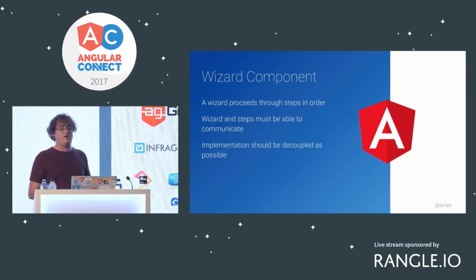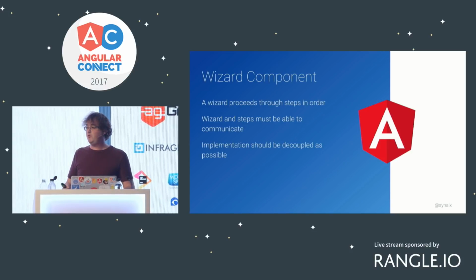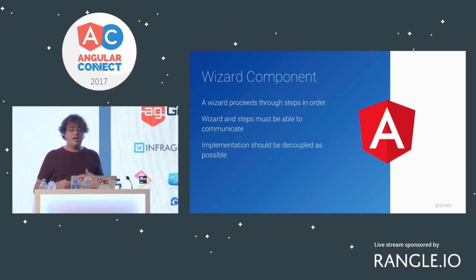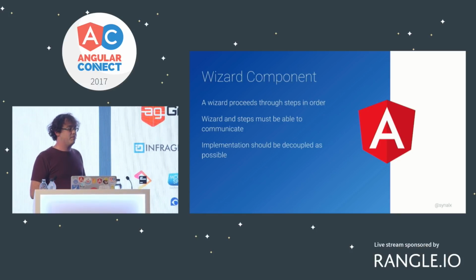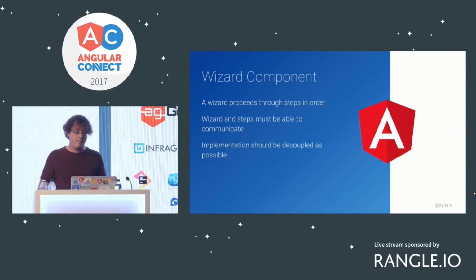We care more about the architecture, right? How do we model a wizard and its steps, and how do they communicate with each other? And in principle, we want this implementation to be as decoupled as possible. Ideally, the wizard should know nothing about the step components except the API that they use, and the steps should have no knowledge of the wizard that they're going to be used in.